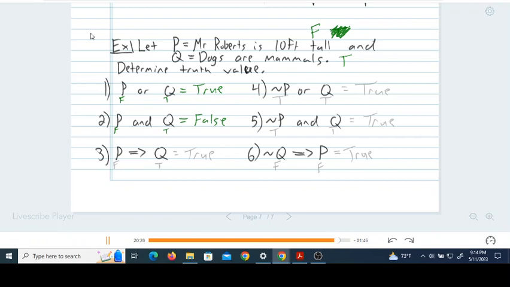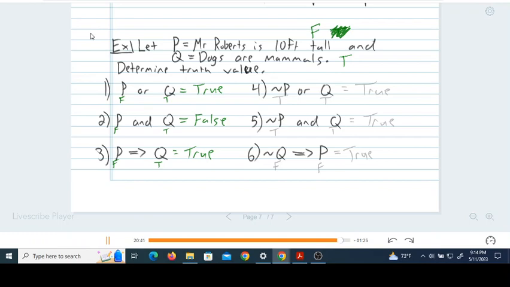P implies Q, so P is false, Q is true. This is the one people normally trip up on. Remember, the only way a conditional can be false is if the first part's true and the second part is false. That's not what we see here. So this is technically a true statement. It's true vacuously, but it is true. It is a truth by technicality, according to the rules of logic.